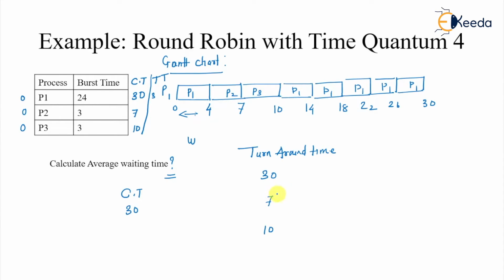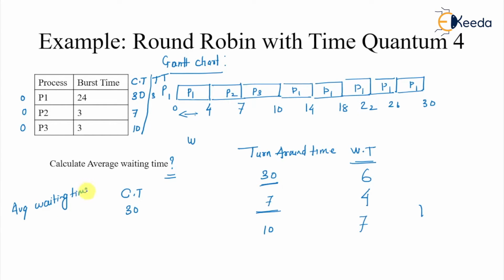Because we don't have an arrival time, now we can find the waiting time. Having the completion time and turnaround time, the waiting time is turnaround time minus burst time. So 30 minus the burst time 24 is 6. And 7 minus burst time 3 is 4. And 10 minus 3 is 7. We are asking for the average waiting time.